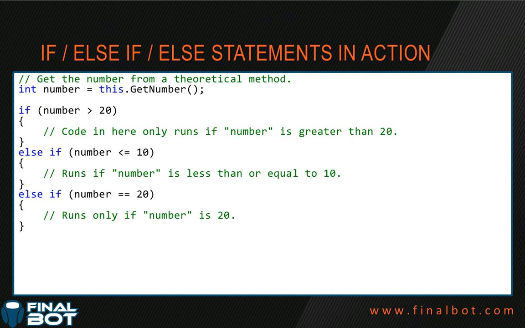Now we can also check to see if the first two conditions were not true. If the third condition, if number is equal to 20 exactly, then it will run this code. Finally, we have the option of using an else, and that will run only if none of the previous conditions are true. You'll note that we can have as many else if statements as we want, but we can only have one if and one else.